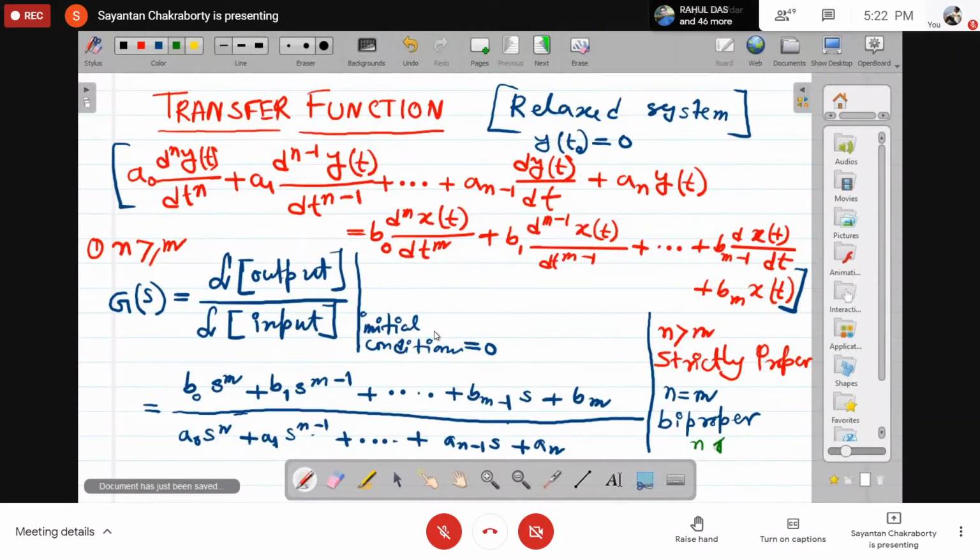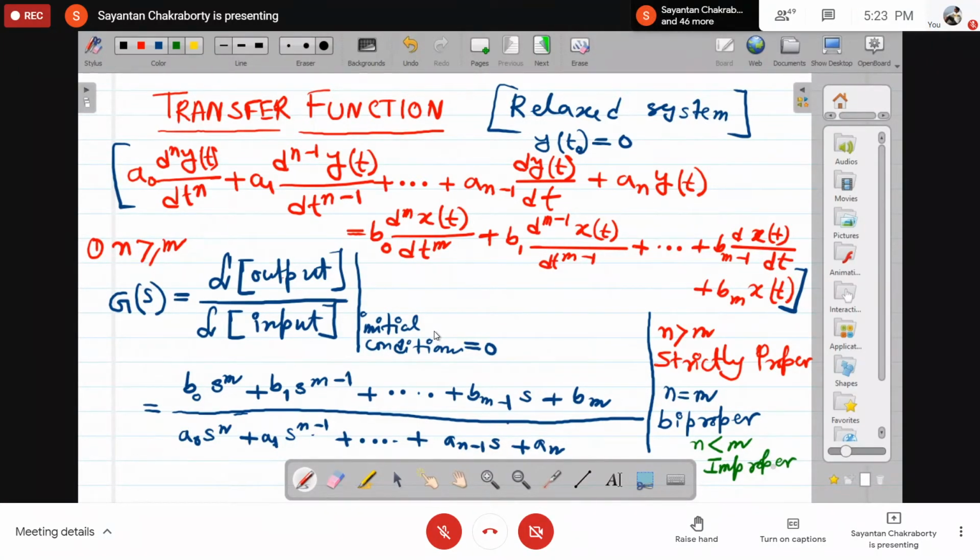But in case you have n less than m, then we call it an improper system. I think we have seen this situation. So n is greater than m, fine. n equal to m, that is also fine. But for improper systems, as we have seen in inverse Laplace transform, we obtain some additional functions, that is, the Dirac delta function or derivative of the Dirac delta function, things like that.